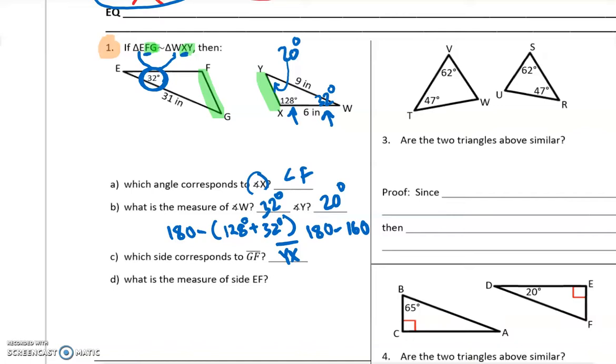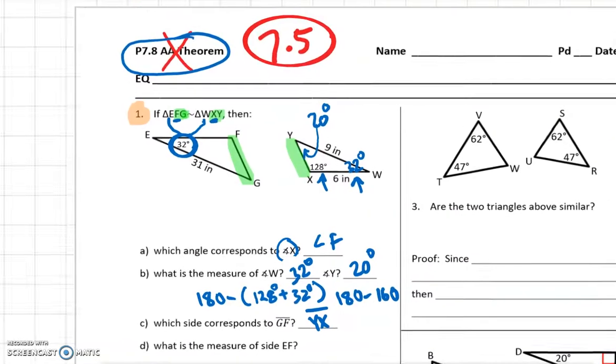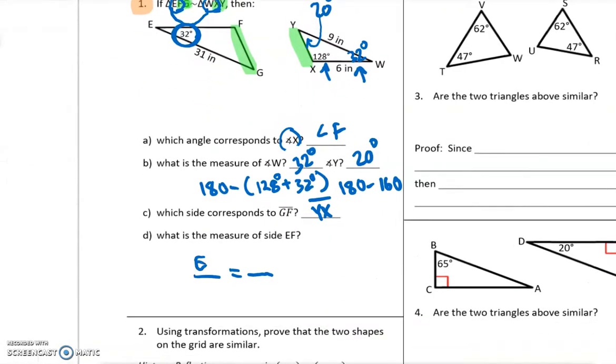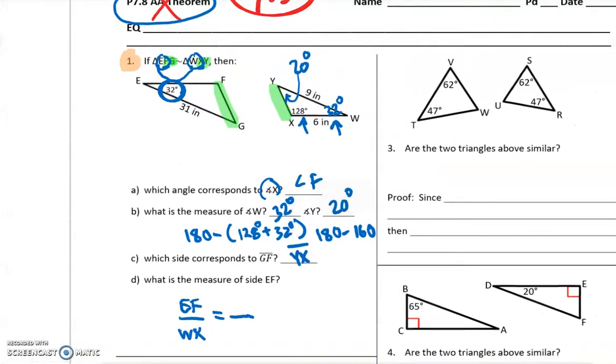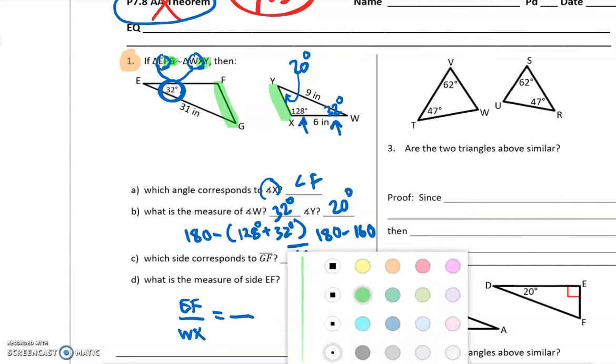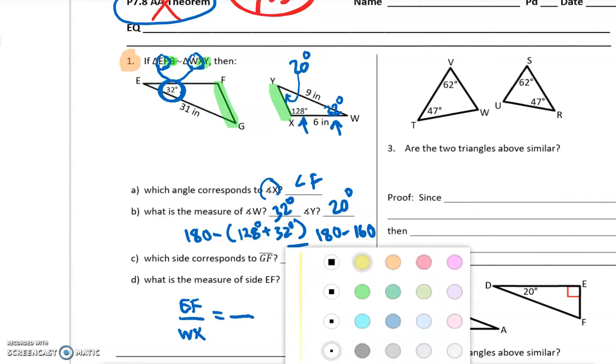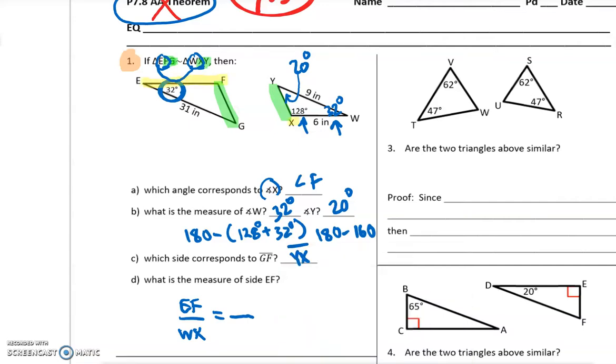And finally, it asks, what is the measurement of EF? I'm going to use a proportion to solve for this. I can see from the statement that EF will correspond with WX. I'm just looking at the statement. And now I need to find two other sides that correspond with one another. So let me highlight those. EF corresponds with WX.